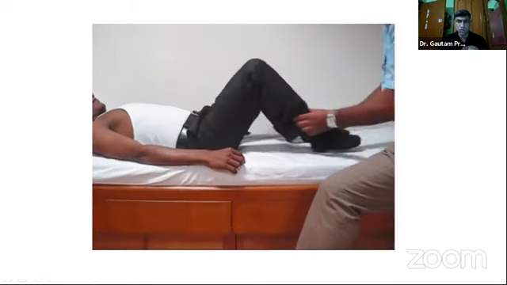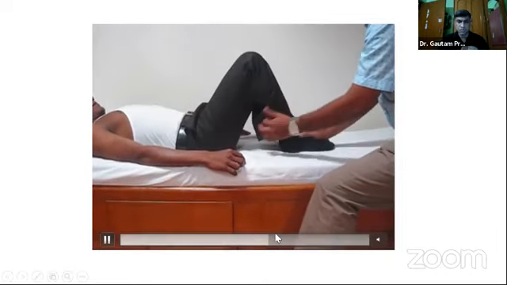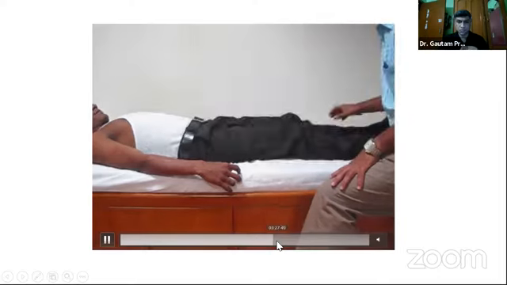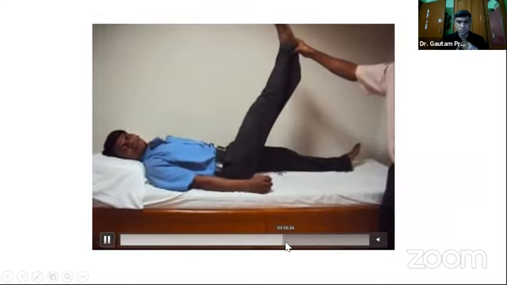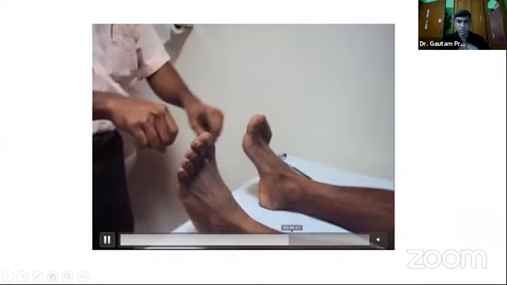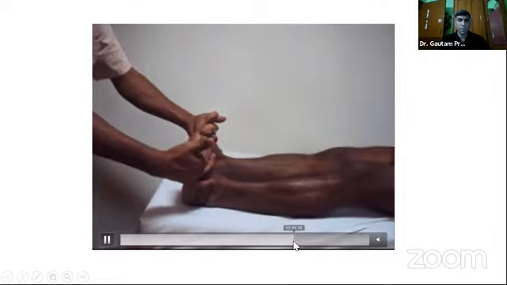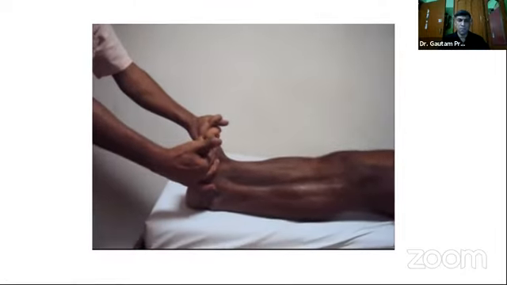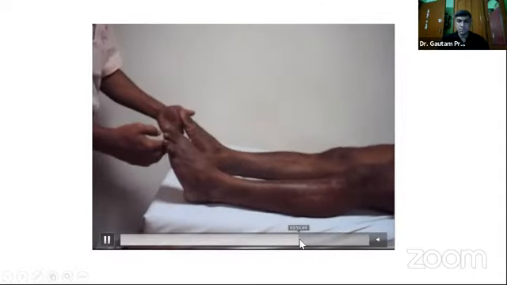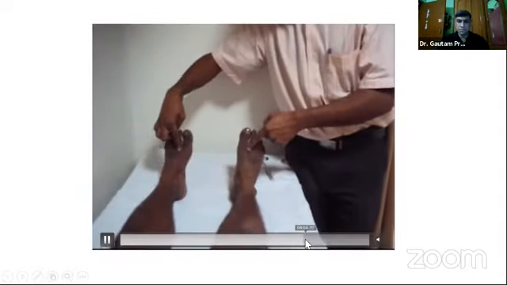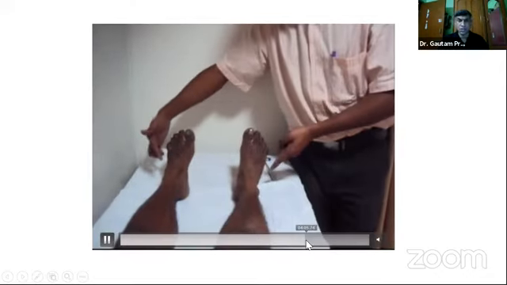This is to show how to check for the tone. Checking for EHL on either side, then the FHL. Again, eliciting the sensation on L5.